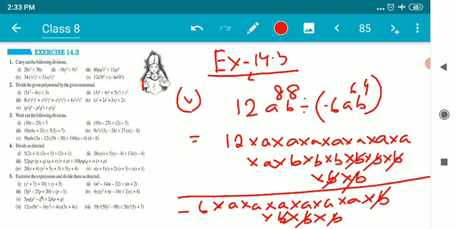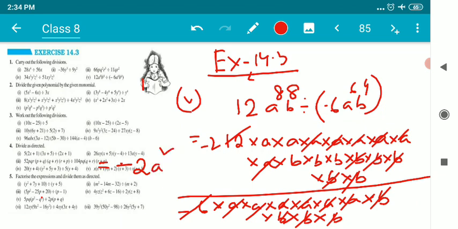All these pairs of b are cancelled, and 6 pairs of a are cancelled. Minus 6 and 12 will be cancelled, and the answer here will be minus 2. In the numerator I have got a, a, which means a square, and in the denominator there is nothing, so we can write 1. So the answer is minus 2a square.